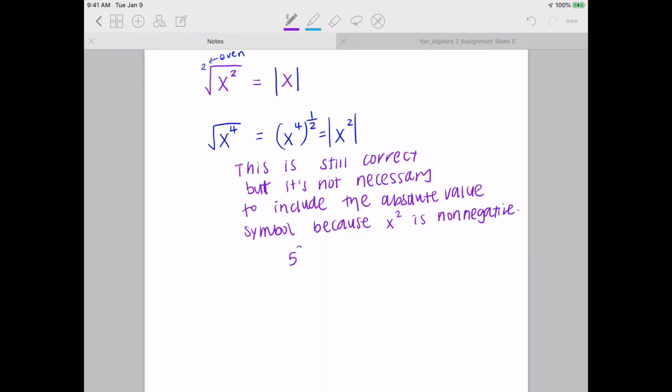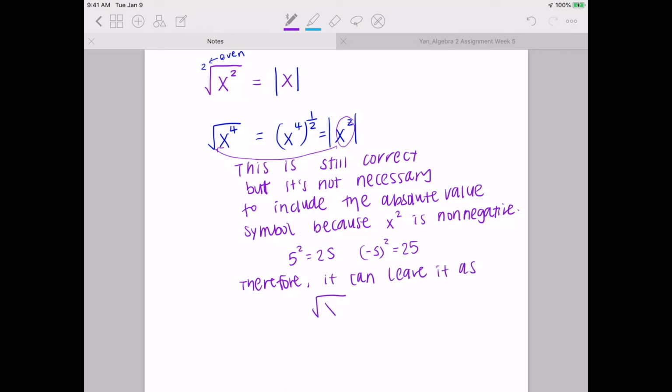Because if I put a 5 in there, 5 squared gives you 25. If I put a negative 5 in there and square it, it also gives you positive 25. So either way, if I take this whole thing and put it back into my roots, it still generates positive answers. Therefore, we can leave it as the square root of x to the 4th, that's x squared.